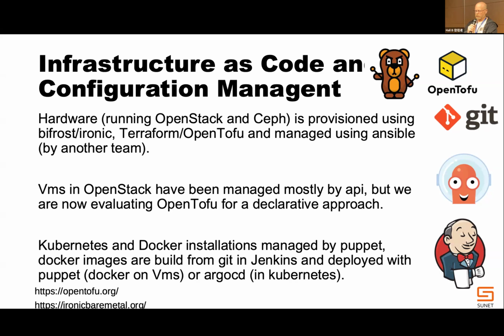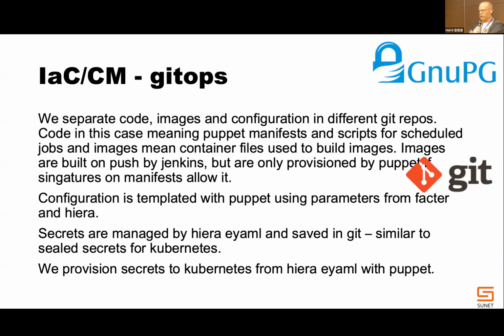Yes, so we separate code, images, and configuration in different Git repositories. We write a lot of code ourselves, mostly tooling and, like I mentioned, specific automations for different customers. Then we package this code in Docker containers, and we have Puppet manage this configuration for us, deploying the images and all of this.